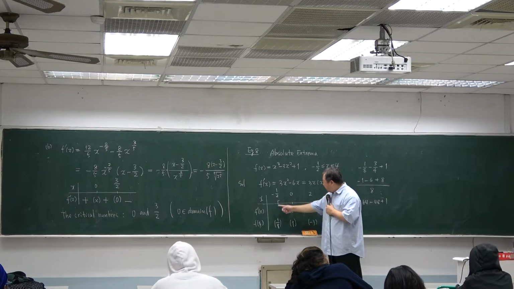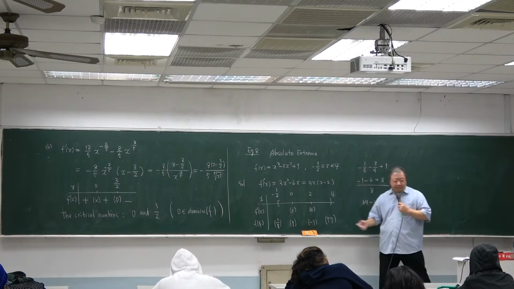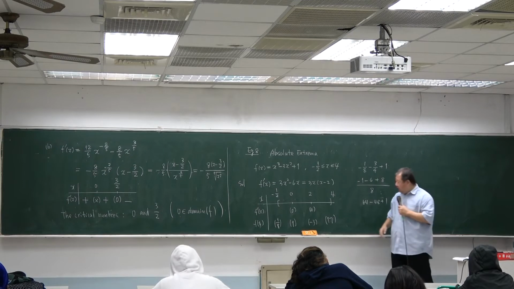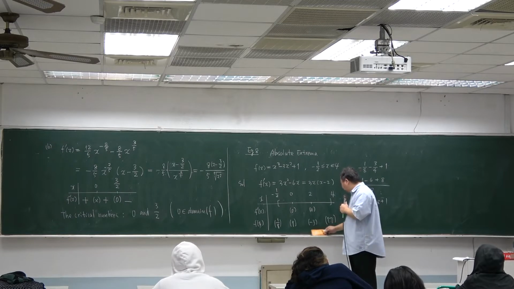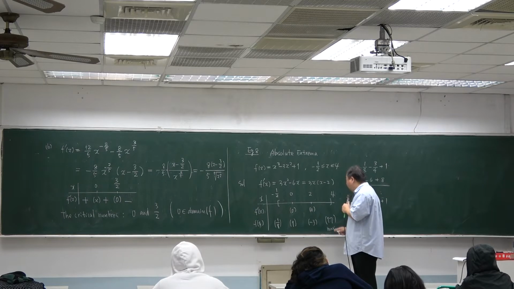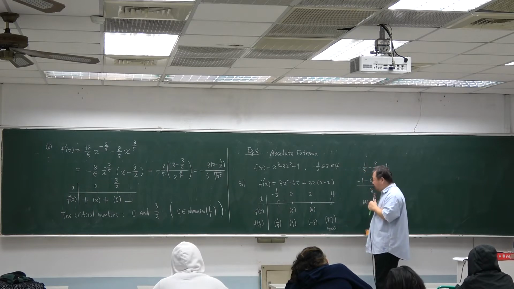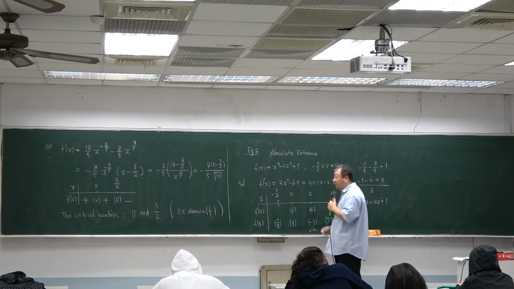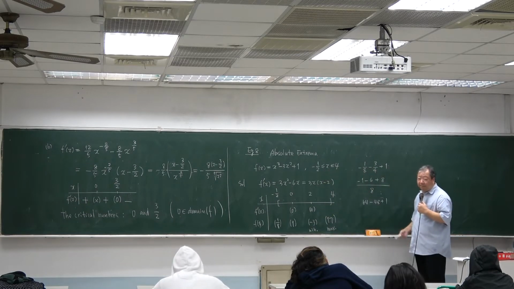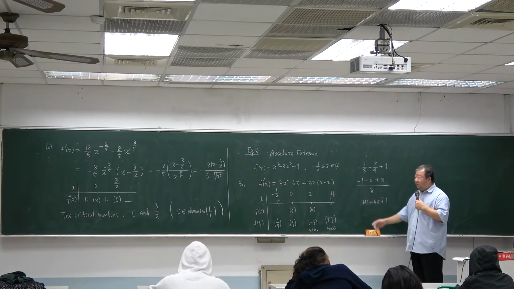f at endpoints. And which one is the largest one? This is the largest one. So 17 is the absolute maximum, and the minus 3 is the absolute minimum, by the extreme value theorem and the Fermat theorem.